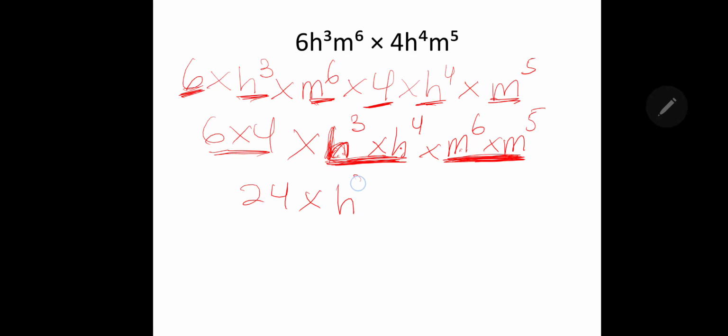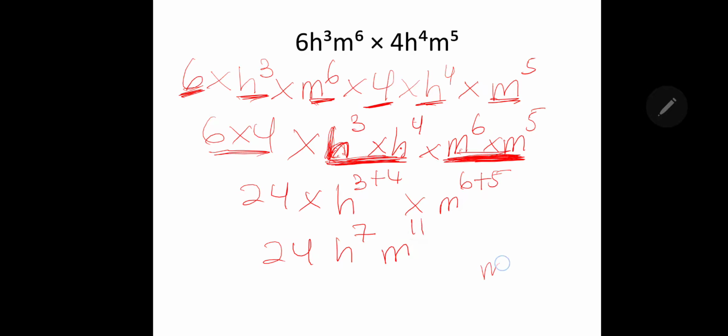you add their index: 3 plus 4, times same bases, so add their index, 6 plus 5. So you get what? 24 h to the power 7 m to the power 11.